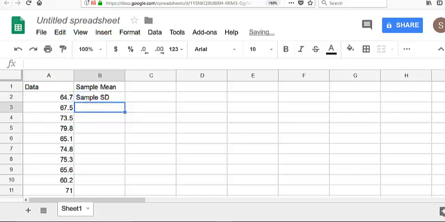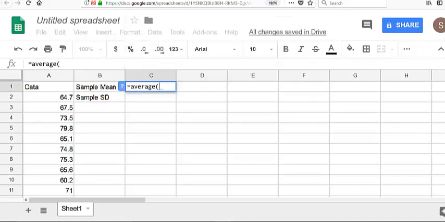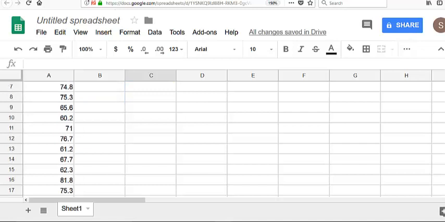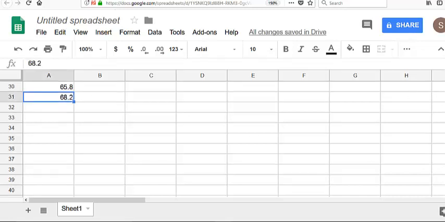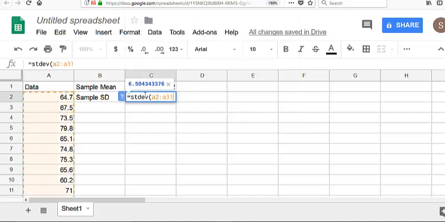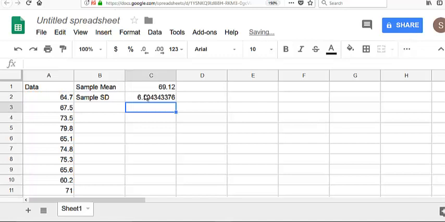SD. Okay. So the sample mean equals average, left parenthesis, cells A2 through A31. And we get 69.12. Make sure I'm down to cell A31. Oops, went too far. Yeah, so it goes to 31. You can see right there. Okay, so that's good. And then we need the sample standard deviation: STDEV A2 colon A31, right parenthesis. So that's my standard deviation.